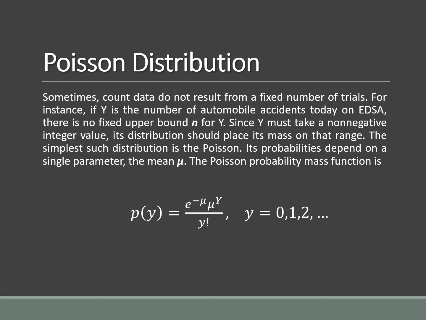Its probabilities depend on a single parameter, which is the mean, mu, and the PMF of the Poisson distribution is given by the equation below. You could see it is e to the negative mu times mu raised to y over y factorial. Here, y could take on values 0, 1, 2, and so on. So you could see these are integers which have no upper bound.